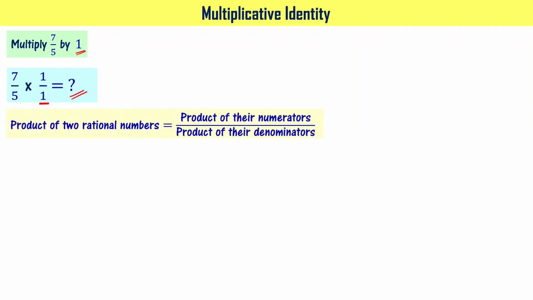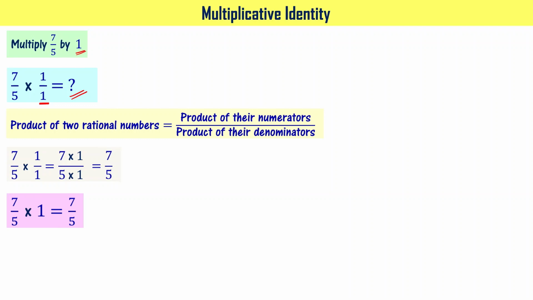We know that the product of two rational numbers is the product of their numerators divided by the product of their denominators, right? It means 7 by 5 times 1 by 1 is going to be 7 times 1 divided by 5 times 1, right? So it is equal to 7 by 5. So what we have learned now is 7 by 5 times 1 is 7 by 5, right? And I can say that A by B times 1 is equal to A by B. If A by B is a rational number where A and B are integers and B is not equal to 0, then A by B times 1 is equal to A by B, right?